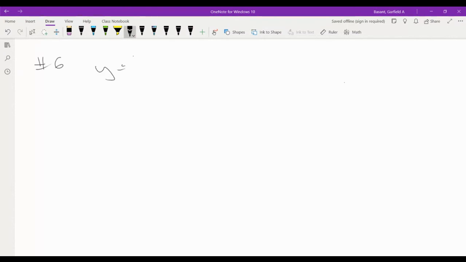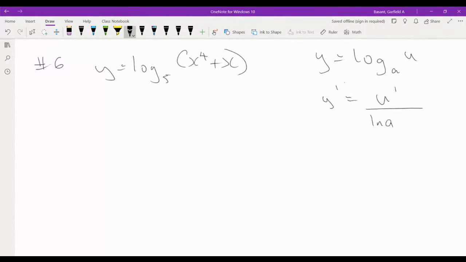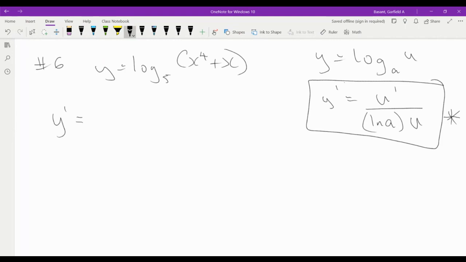It says y is equal to log base 5 of x to the 4th plus x. So we know if y is equal to the log base a of u, y prime is equal to u prime over the ln of a times u. So that's our formula right there, right? Put all these formulas on some index card or something. So what is y prime equal to?